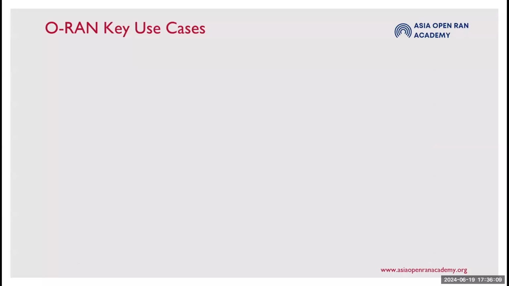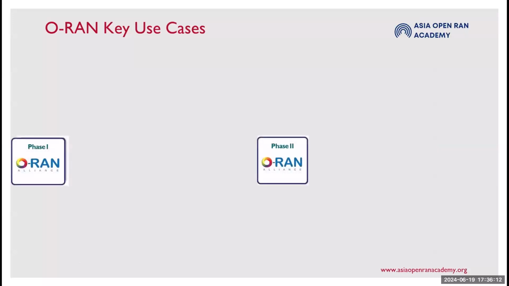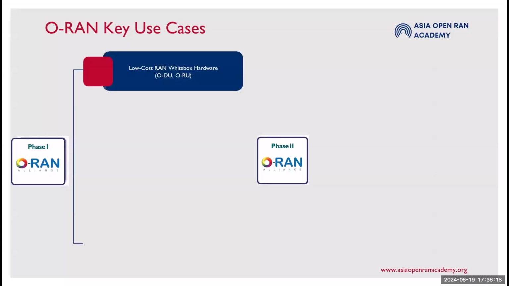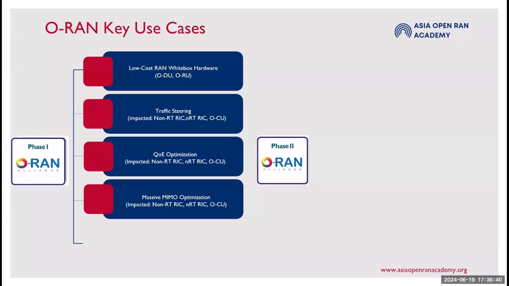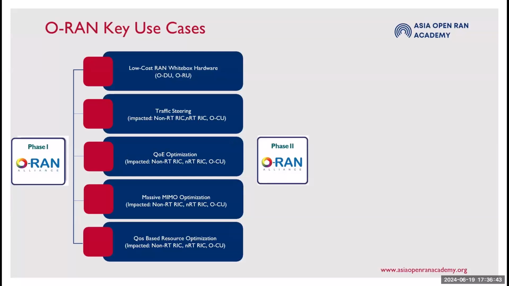And then the O-RAN Alliance, of course, they are setting up the stage for development of different solutions. So if you will see the use cases of the O-RAN Alliance, they have divided it into two, phase 1 and phase 2. So for phase 1, they have prioritized the low cost RAN or white box hardware. So meaning these are the specifications or use cases to be used if you are producing a DU or a radio unit. Okay. So for phase 1, you will see traffic steering, QoS optimization, massive MIMO optimization, and QoS based resource optimization.